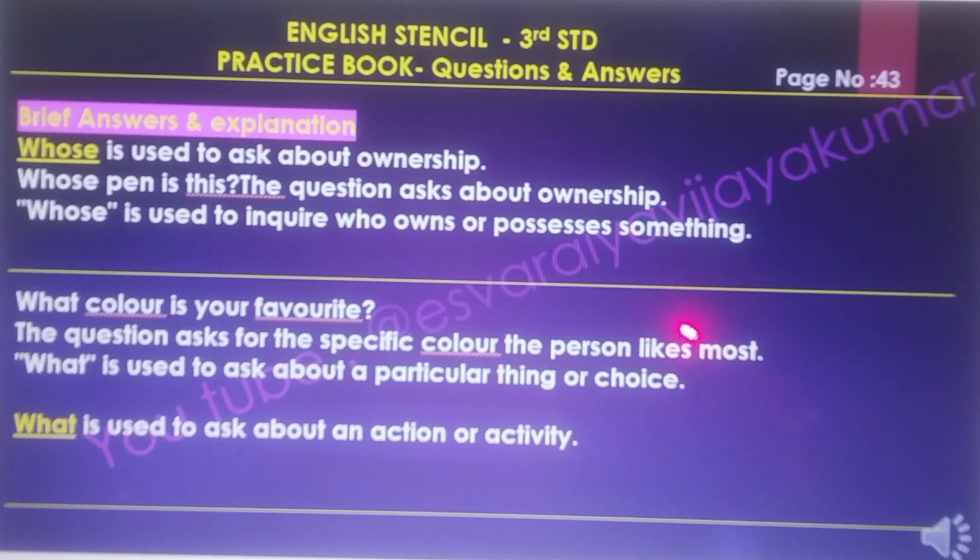Whose is used to ask about ownership. Whose pen is this? The question asks about the ownership. Whose is used to inquire who owns or possesses something. And what color is your favorite? This question asks for the specific color the person likes most.